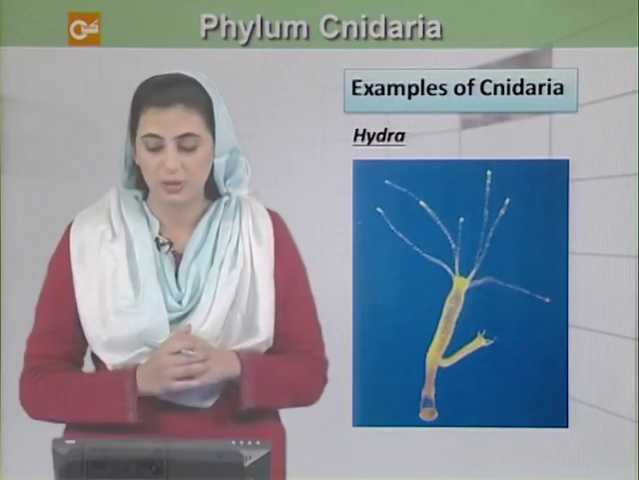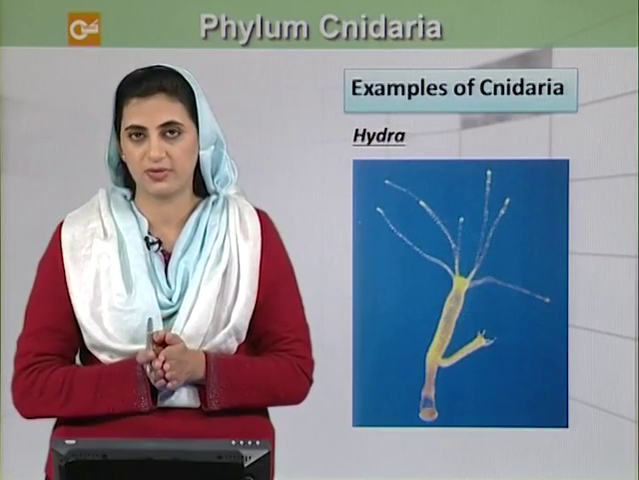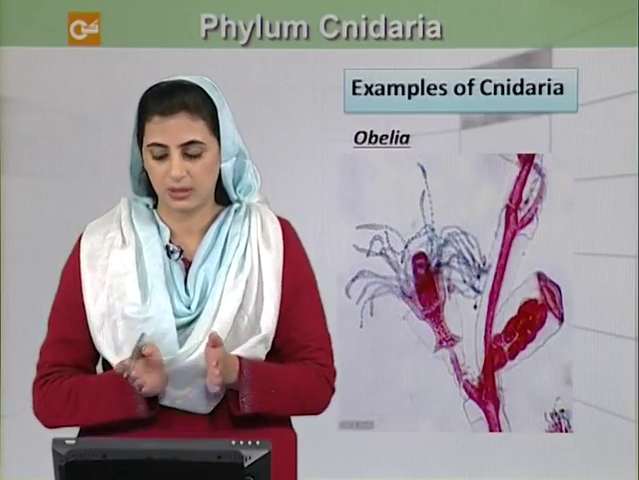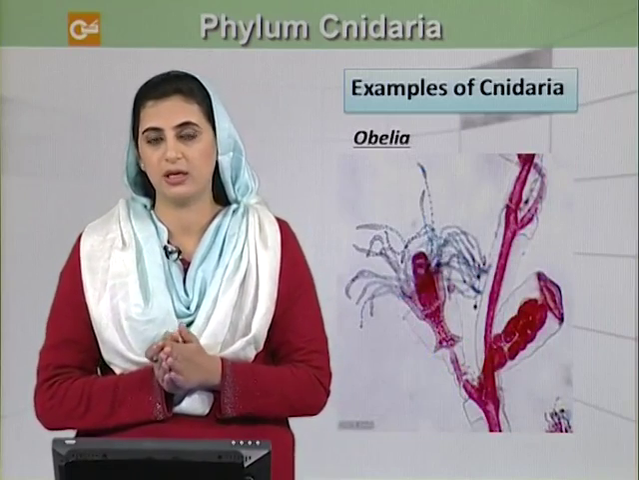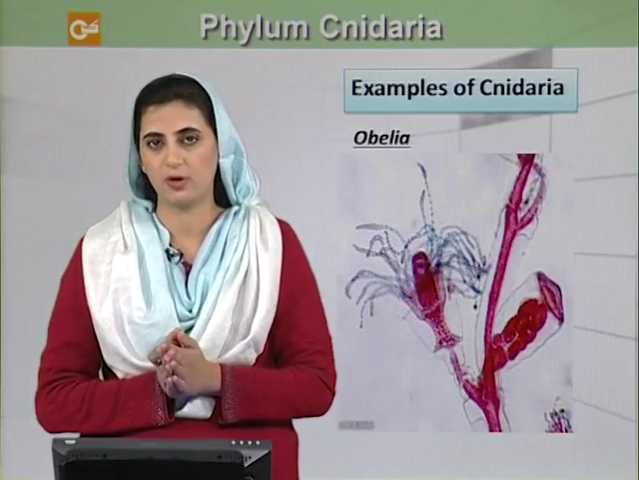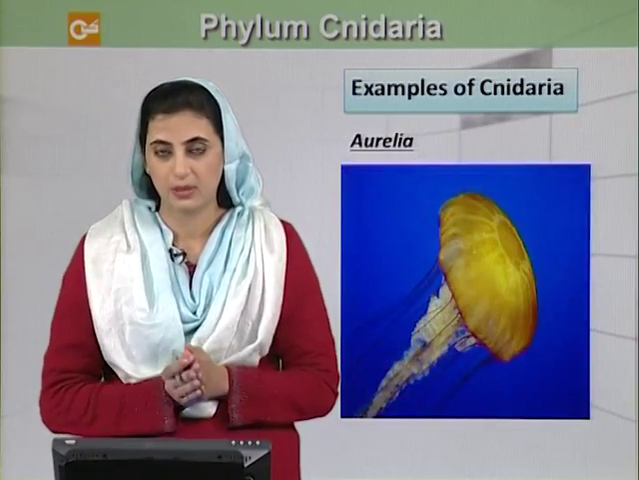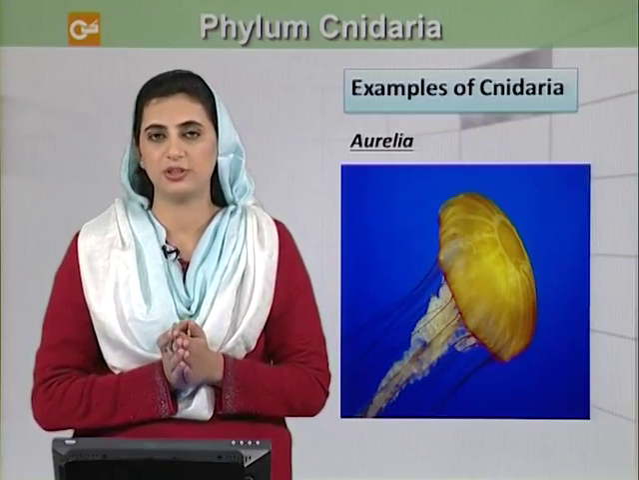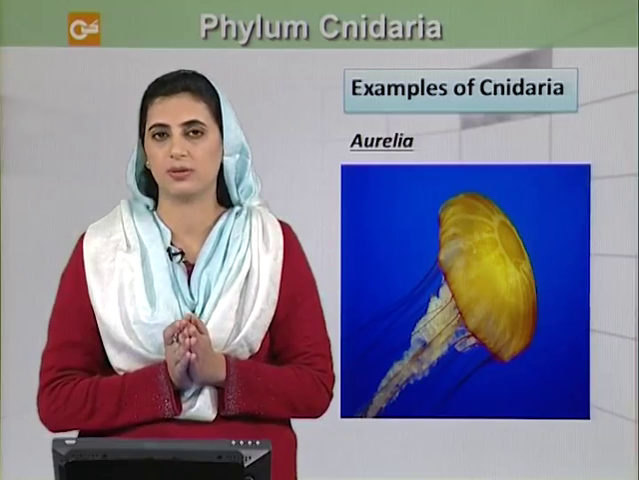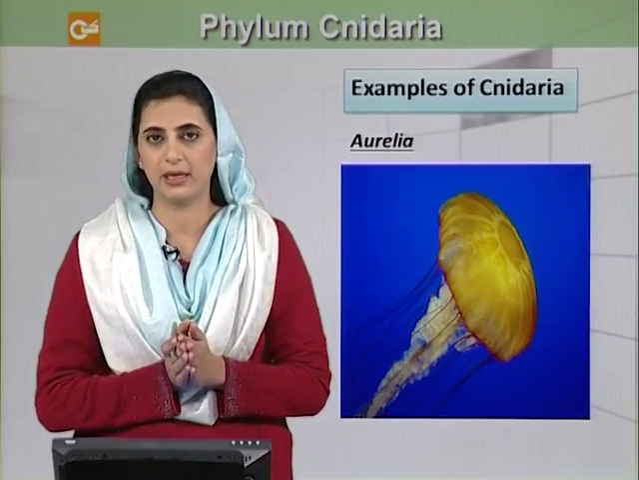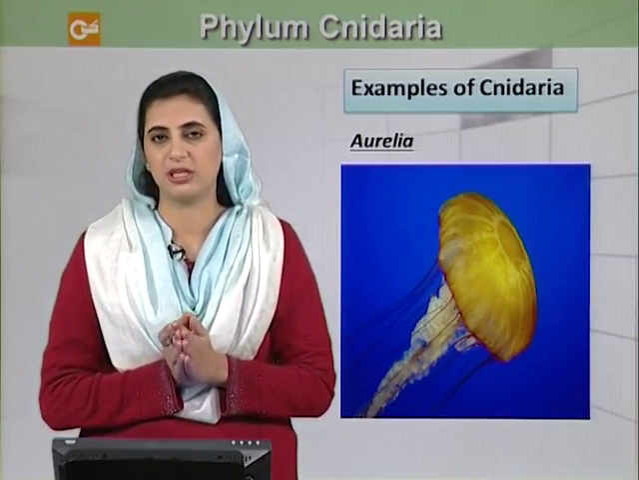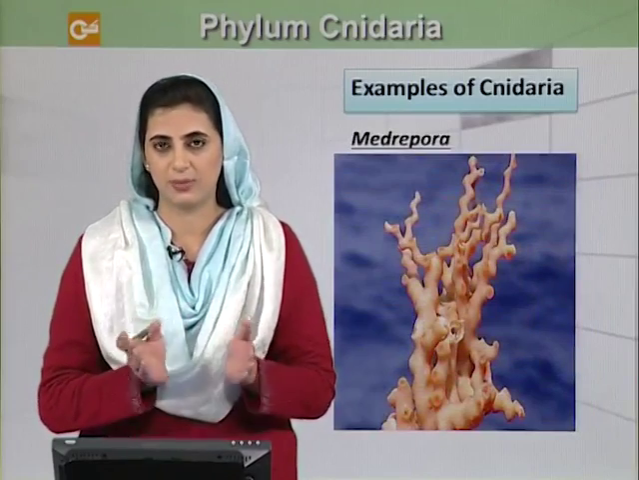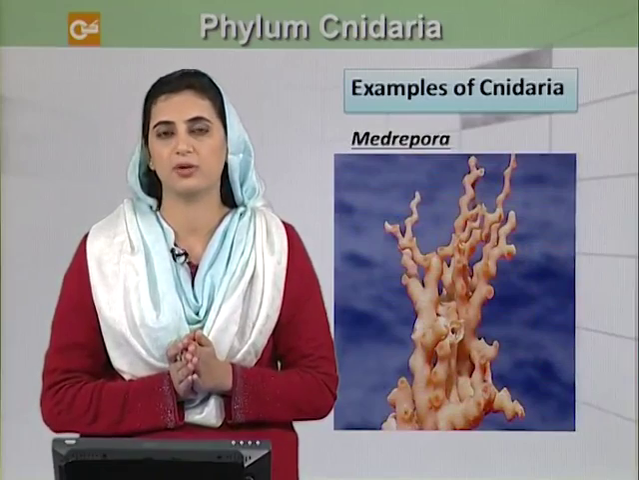The examples of cnidarians include hydra, which is a freshwater organism, and then there is Obelia. It consists mostly of a polyp form and it is colonial. And then there is an example of a free living form which is a jellyfish, or scientifically it is known as Aurelia, and it is mostly medusa in body form. And then there is an example of Madrepora, which are commonly known as corals.